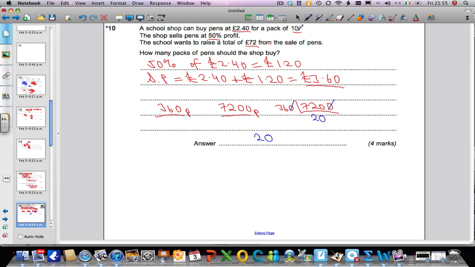This question was especially sneaky because they put in this extra number here, which didn't seem to have any bearing at all on the calculation we needed to do. So be mindful of that.